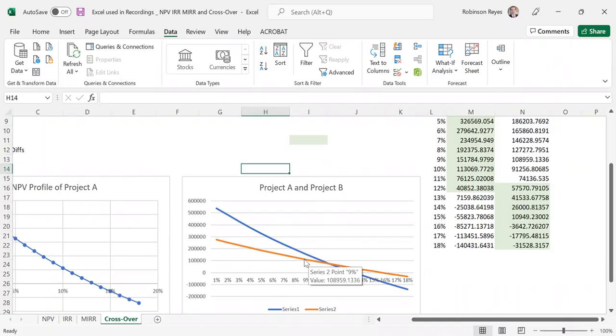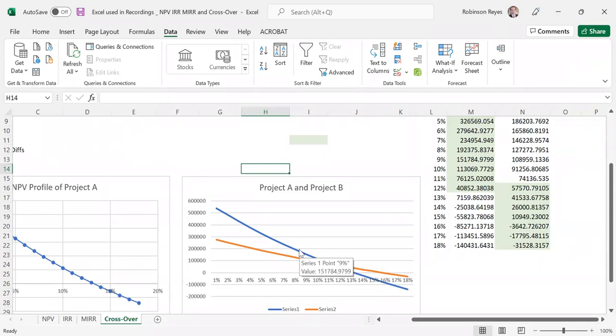But in some instances, you want to choose between two projects. And if you're choosing between two projects, of course, you will choose the project with the higher net present value. That's a good way of choosing between two projects using the NPV: just choose the project with the higher NPV. Remember, a high NPV means that the present value of future cash flows is much higher than the initial investment, right?